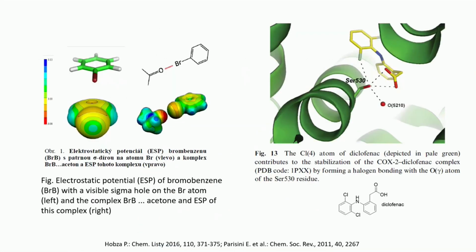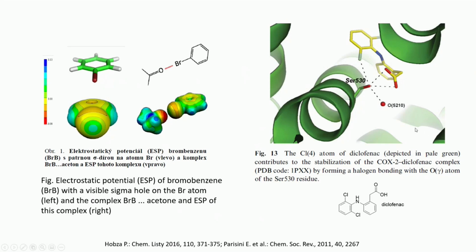I have one example from a measurement between acetone and bromobenzene. So you can see some electrostatic potential and the visible sigma hole. It has different colors than in the previous picture, so you can see the range of the charges.